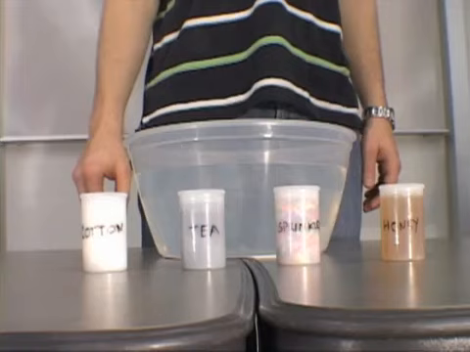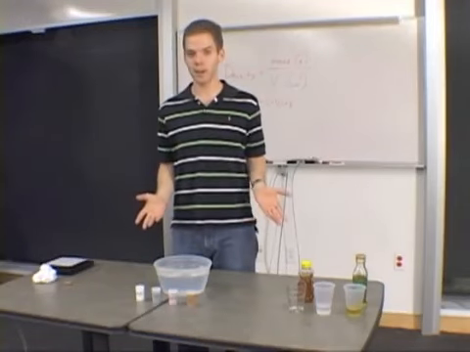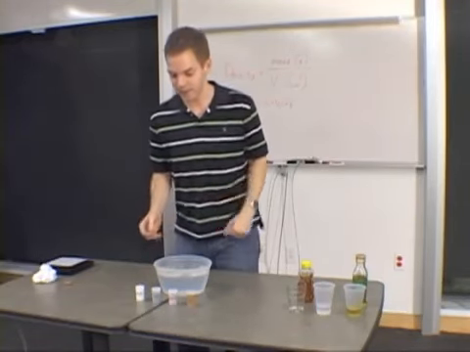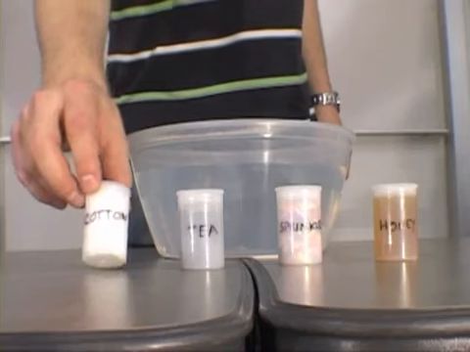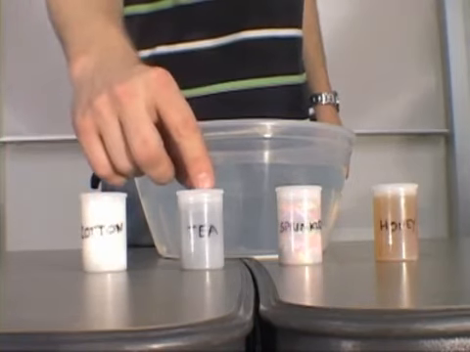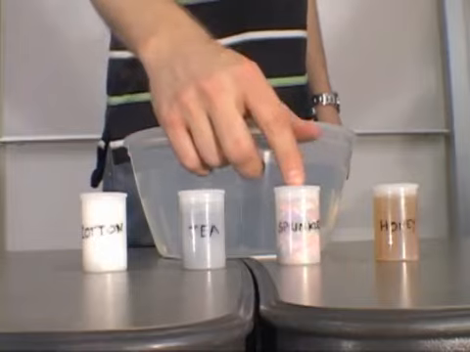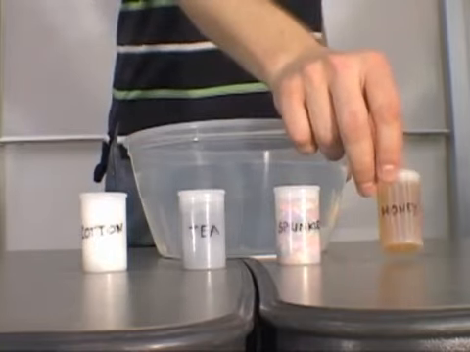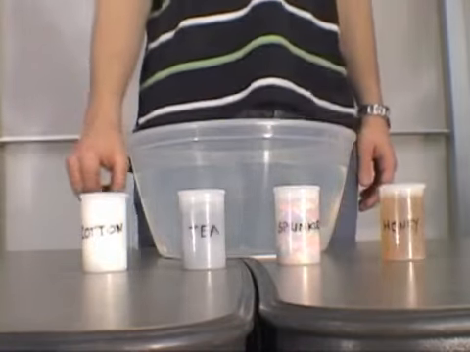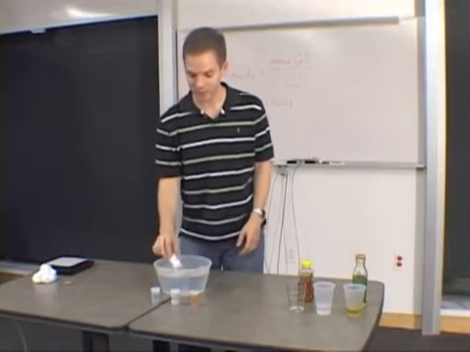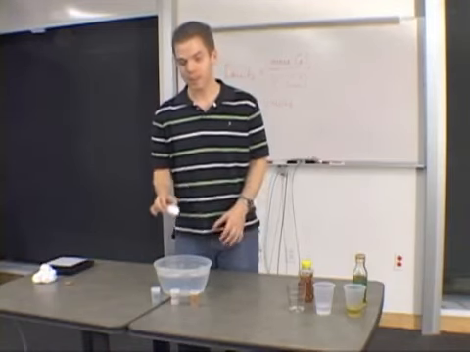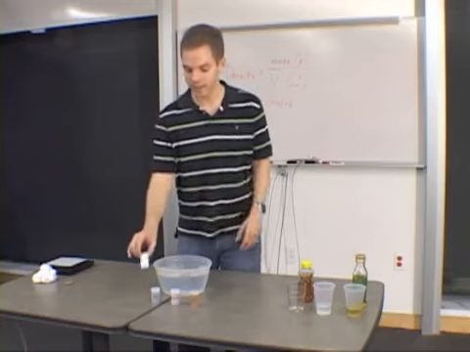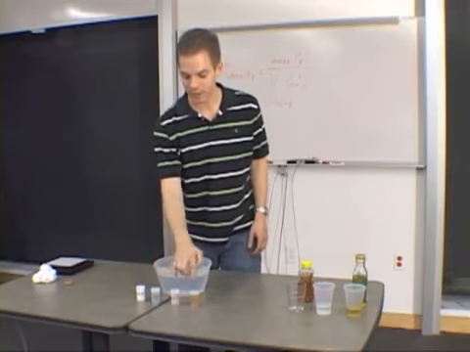We have 4 canisters here of different materials you can find around the house. So you can try this experiment at home if you like. In this first one we have cotton, this one we have tea, and this one we have sprinkles, and this last one we have honey, which is my favorite. So if we put each of these into the bath of water, we should see them float at different heights because the density between these materials is different.